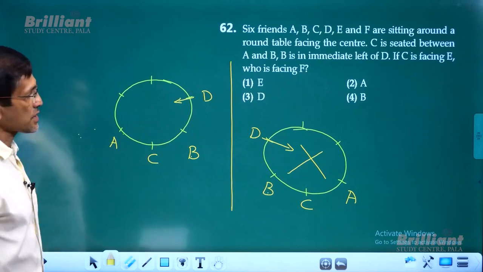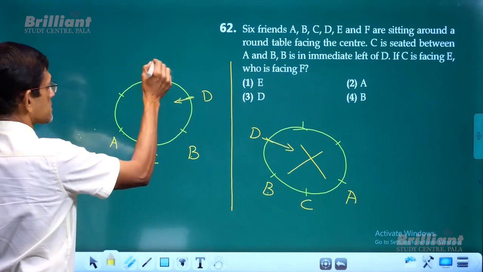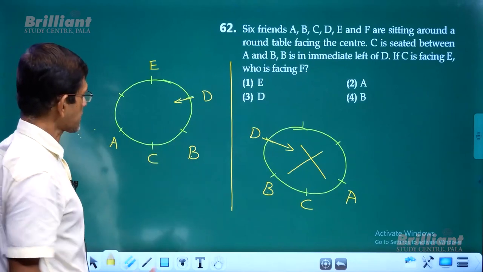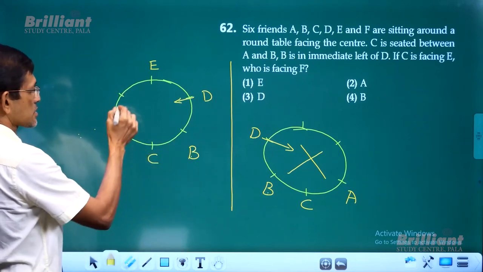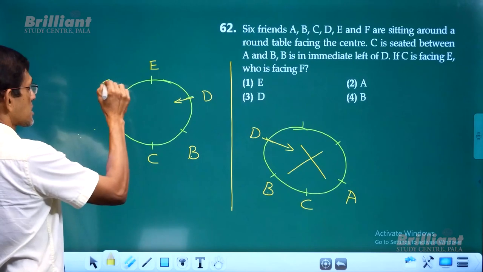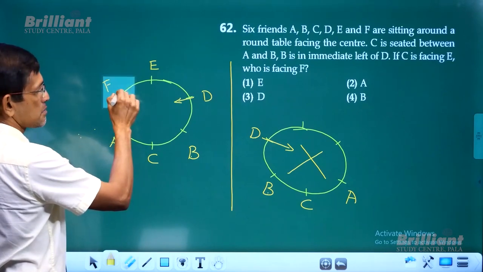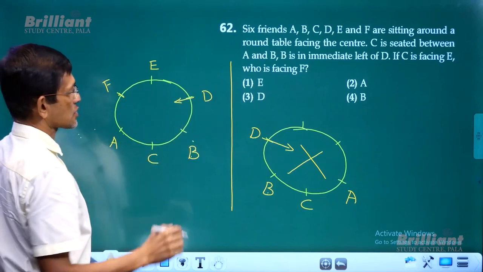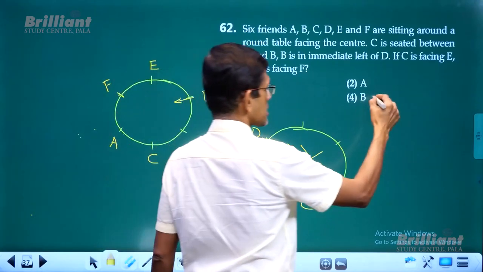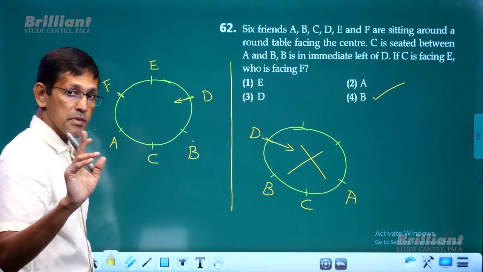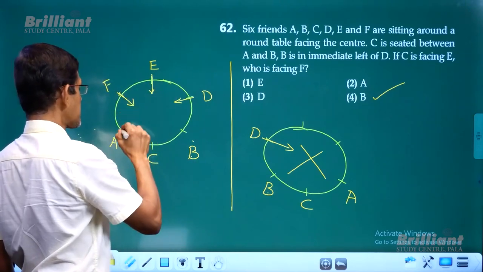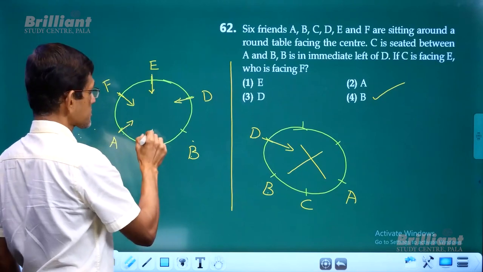And if C is facing E, then who is facing F? There is only one place missing right here. So F must be here. And who is facing B? That is F. So B and F are facing each other. So who is facing F? That must be B. But always remember one thing. All of these people are facing the center.